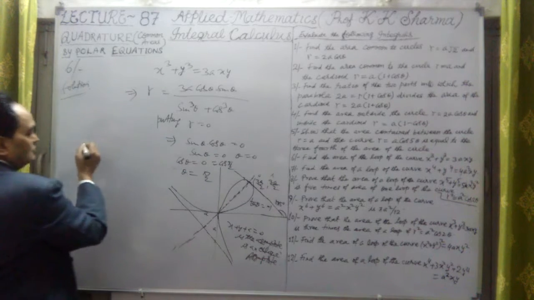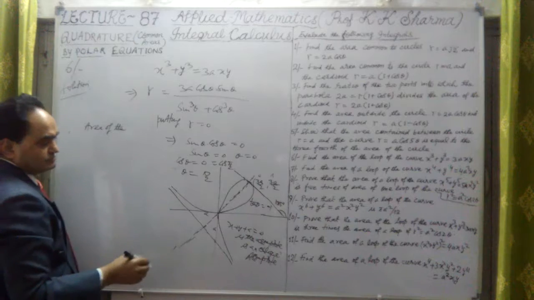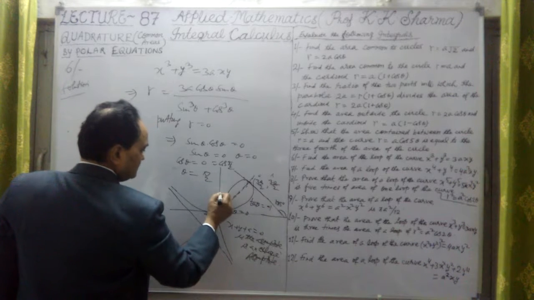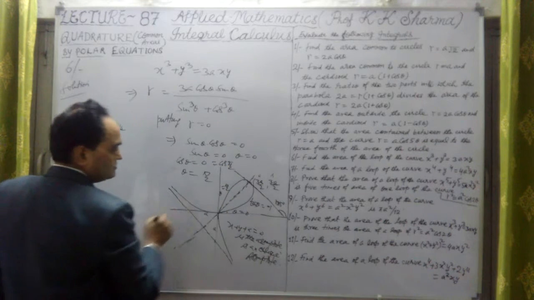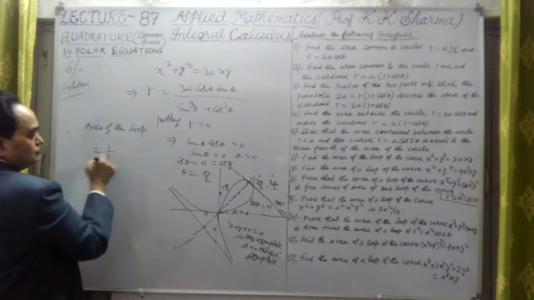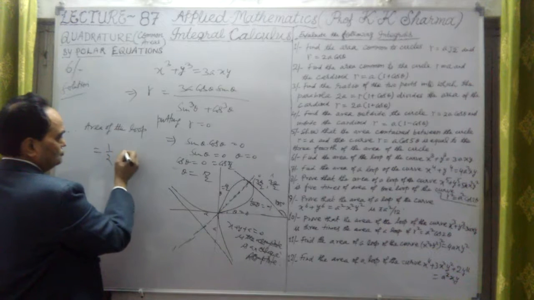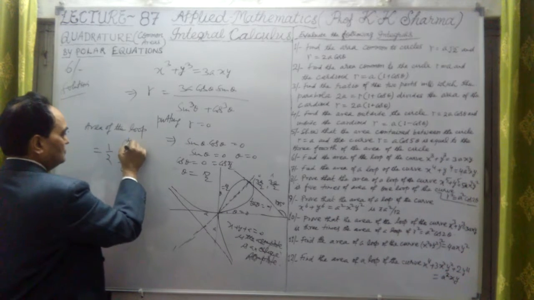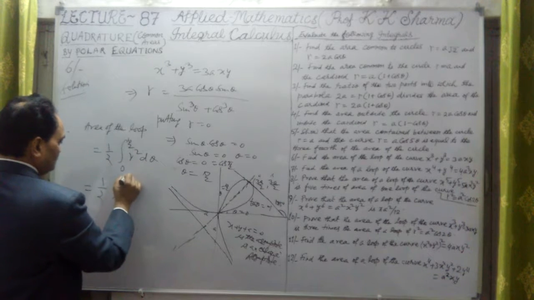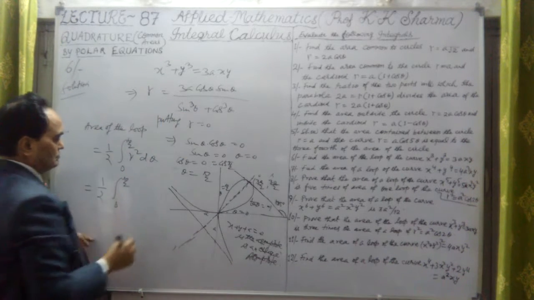Now the area of this loop, with limits 0 to pi by 2. Here theta is 0, here theta is pi by 2, along this line. The area of the loop is equal to 1/2 times the integral from 0 to pi by 2 of r squared d theta, which is the area formula for a polar equation. Here r squared is this whole expression squared.